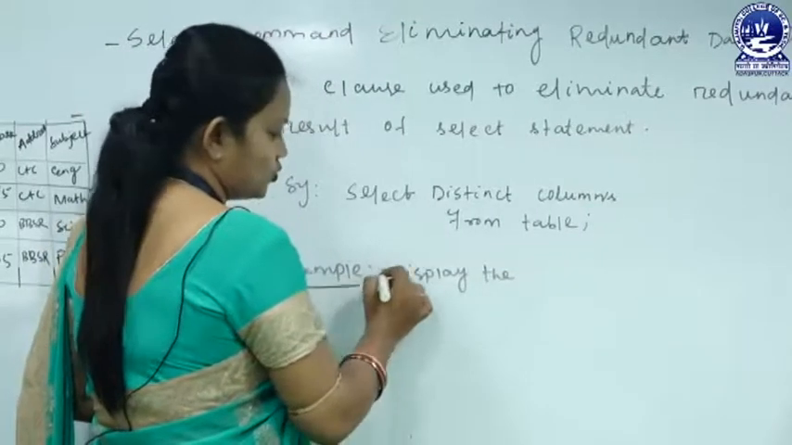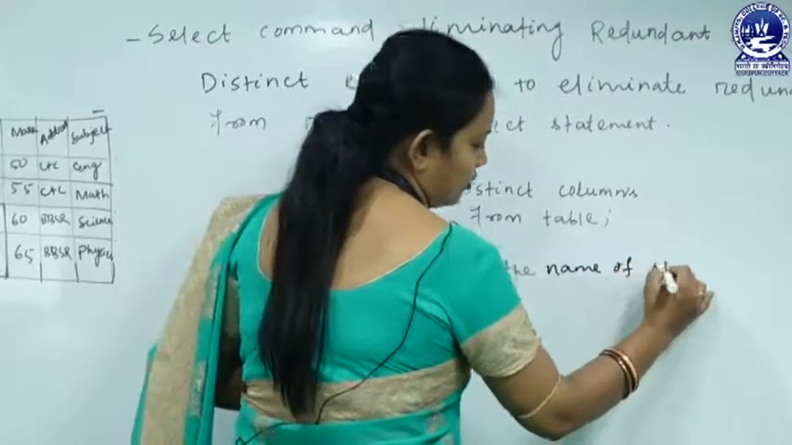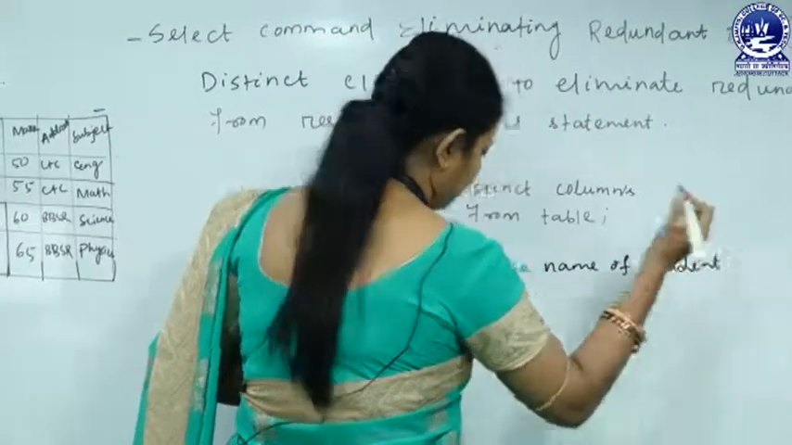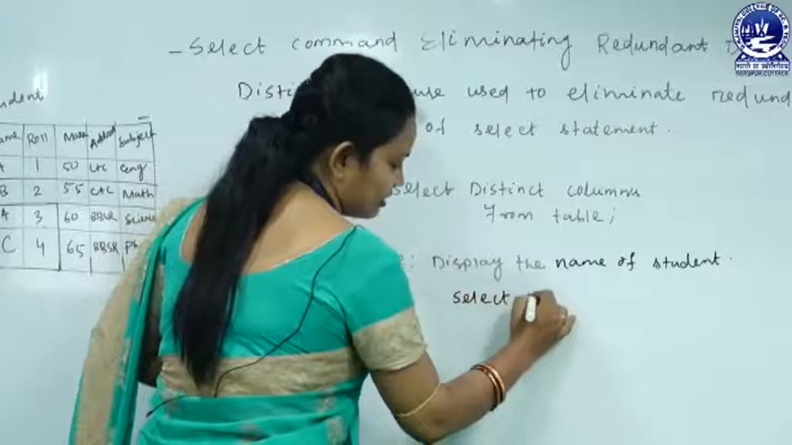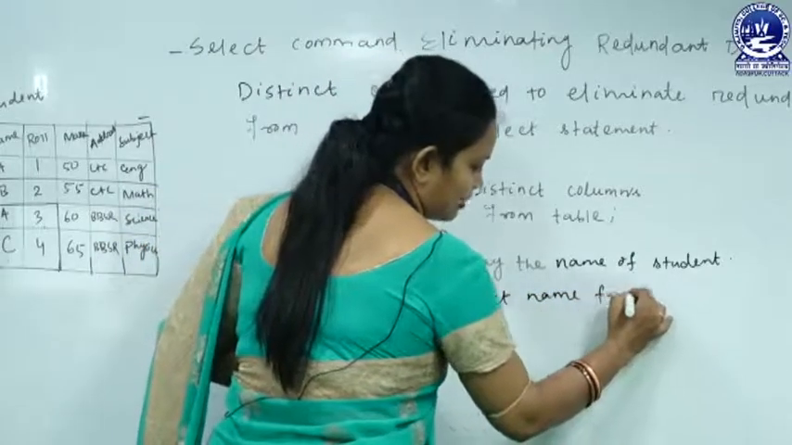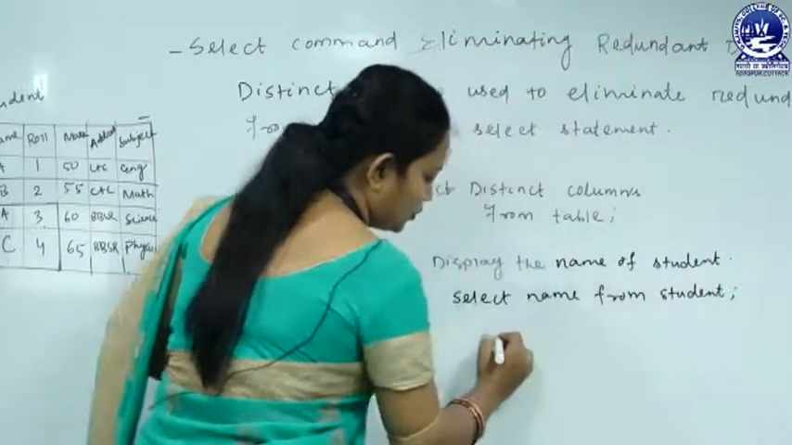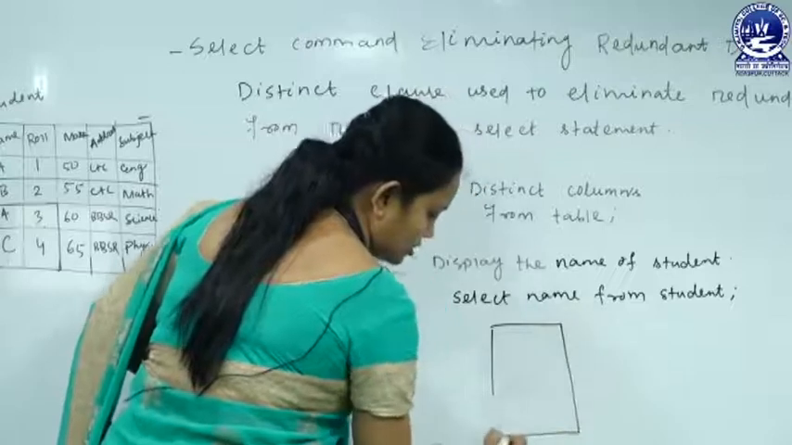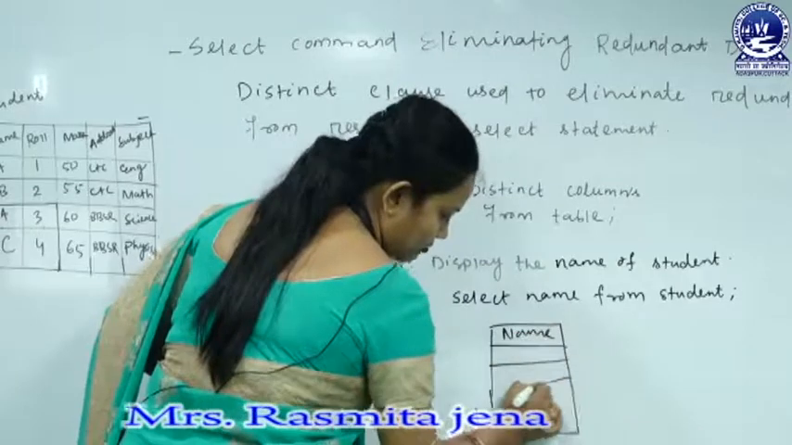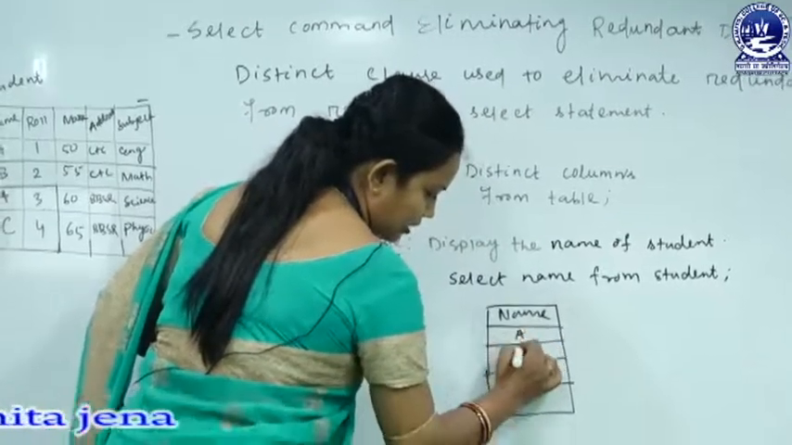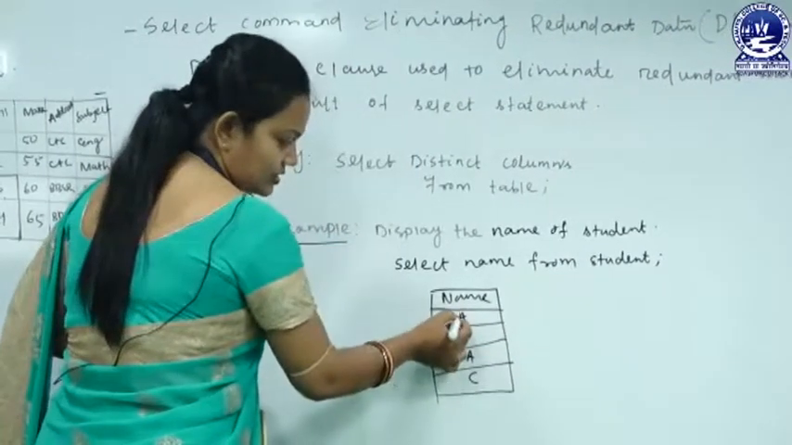We have a query, suppose display the name of the student. For that we write just the simple form of the select statement, that is select name from the relation or table, student. Then what will be the output? It will display only the name from the student table. The names filtered from the student table are A, B, A, C.